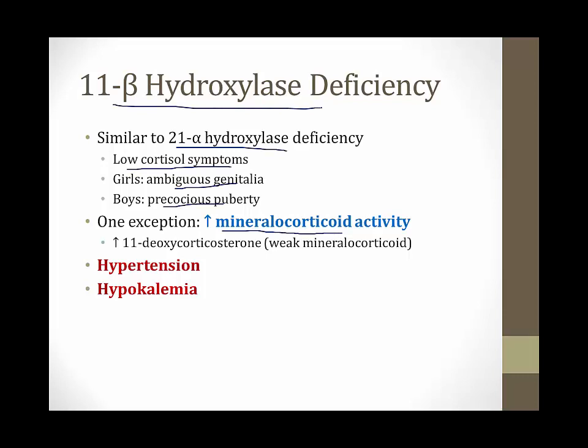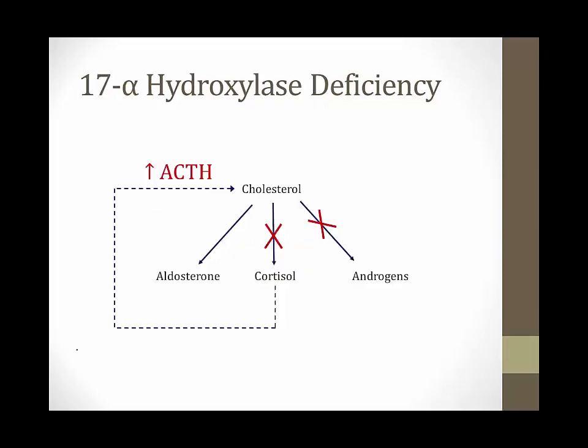They are testing your understanding of the underlying physiology. So there are high levels of 11-deoxycorticosterone, which is a weak mineralocorticoid. This will lead to hypertension and hypokalemia, which is not usually seen in 21-alpha hydroxylase deficiency. Next, we'll talk about 17-alpha hydroxylase deficiency.